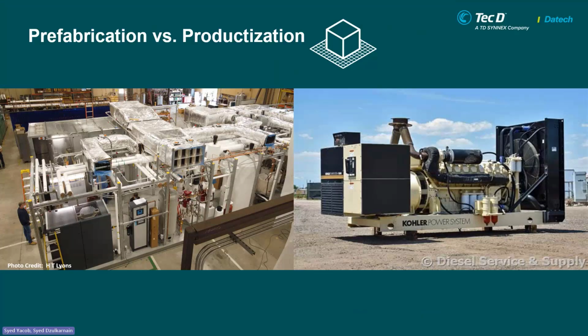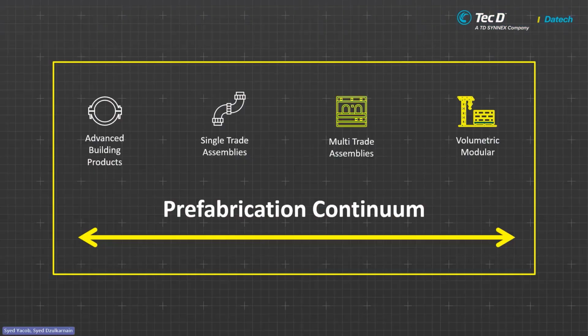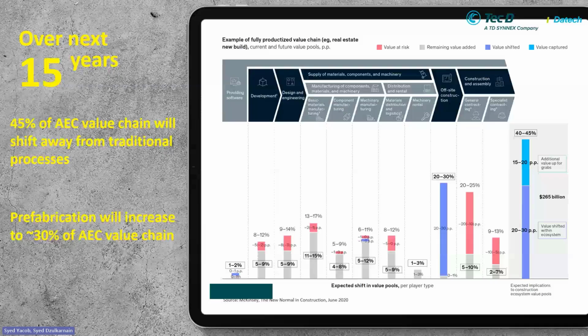The trend nowadays is that everything is prefabs and productization. Prefab means already pre-manufactured in a factory. Or people are selling their stuff or their product as a set, as a bundle, to be sold as a system. So advanced building products, single thread assemblies, multi-thread assemblies, or modular. This is the prefabrication continuum. This is all the fabrication related things.